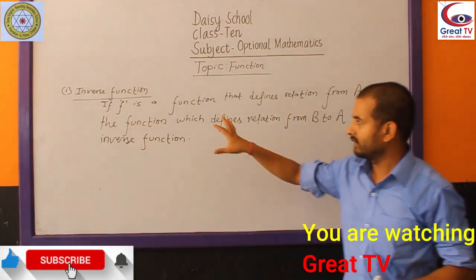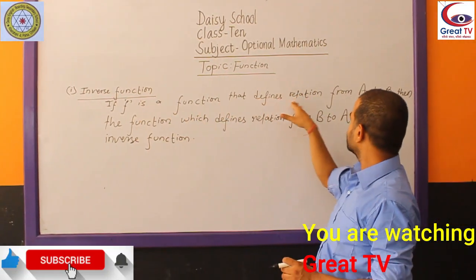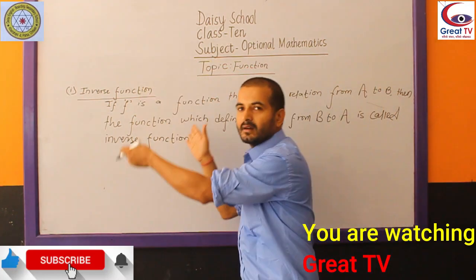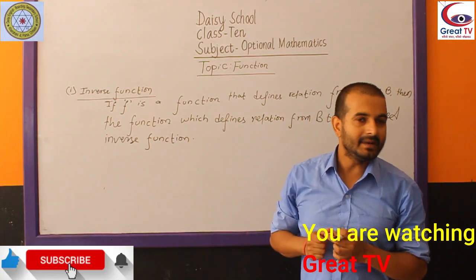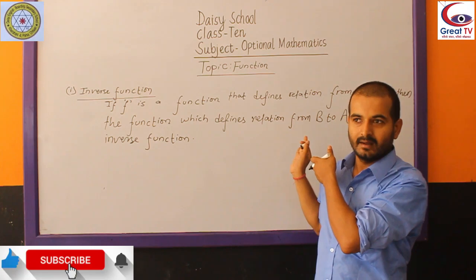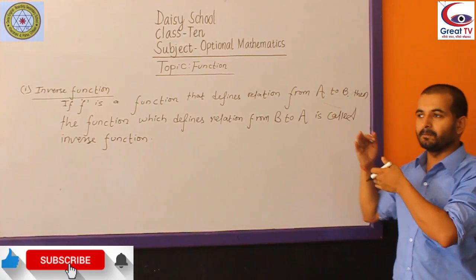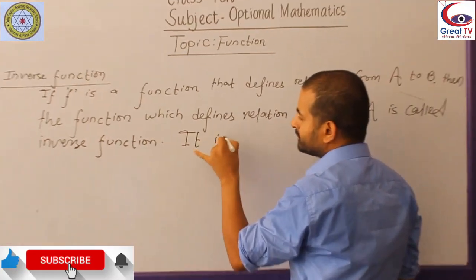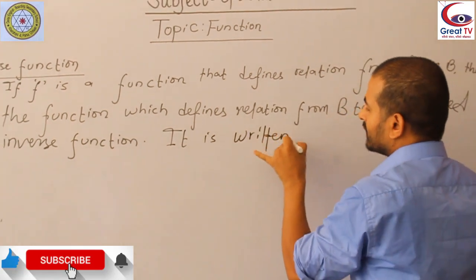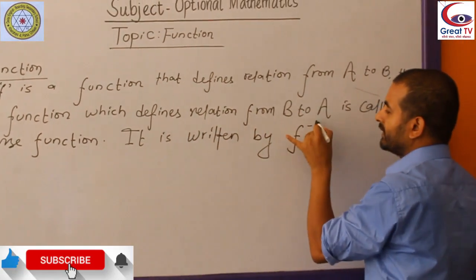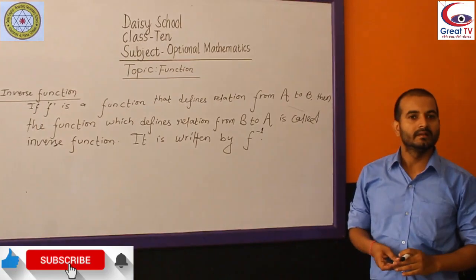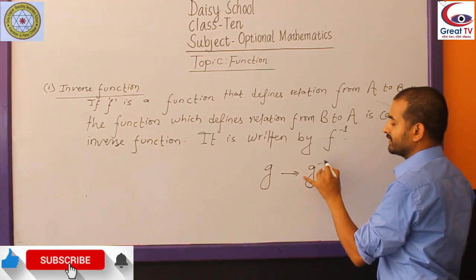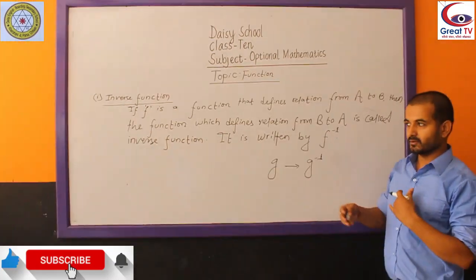If f is a function that defines the relation from A to B, exactly how I wrote in the last class by making the mapping diagram, please remember the diagram from A to B. The function that defines the opposite relation is called the inverse function, and it is written as f inverse, f to the power minus 1. If g is the function, then its inverse is g minus 1. That shows the opposite relation.